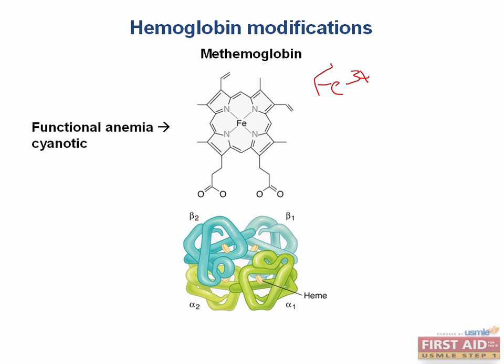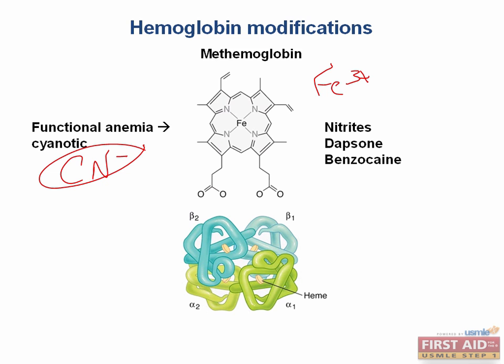They can then become cyanotic. Interestingly, methemoglobin has a high affinity for the cyanide ion, which has important therapeutic implications that we'll come back to. So how can you get methemoglobinemia? More commonly, you get it secondary to oxidizing medications such as nitrites, dapsone, and benzocaine, which makes sense since ferrous iron is oxidized to produce ferric iron.